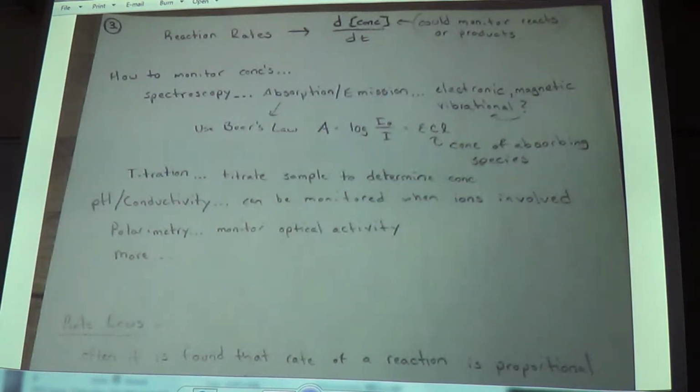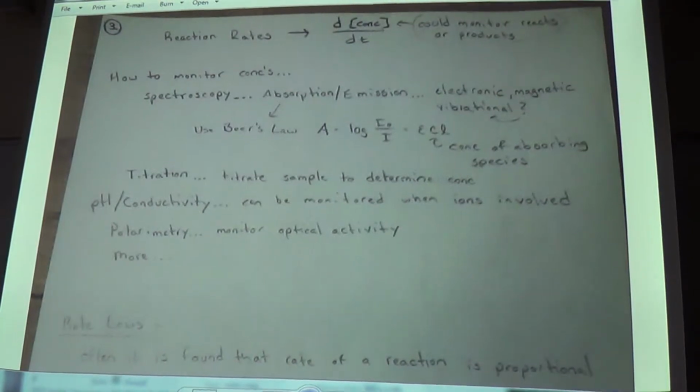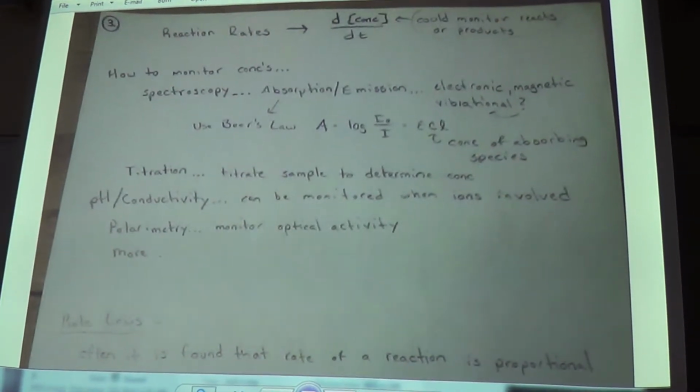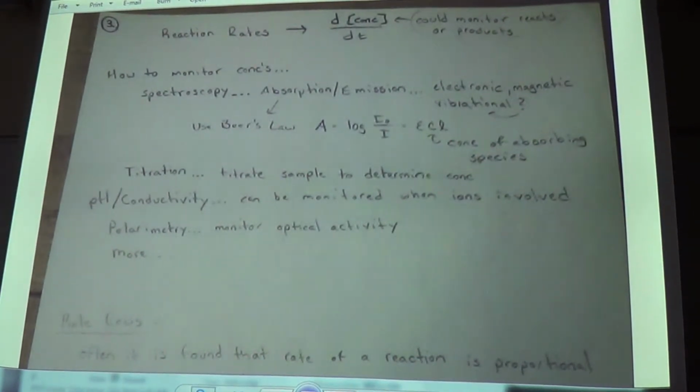UV-Vis monitors electronic transitions. So you can look at the excitation or the de-excitation of electrons, and if you know what the particular values are for your species, then you can figure out its quantity. So if you have a molar extinction coefficient. I was going to derive Beer's law for you, but I don't think I'm going to have the time. Have you guys ever gone through that derivation? Yep. Beer's law derivation?